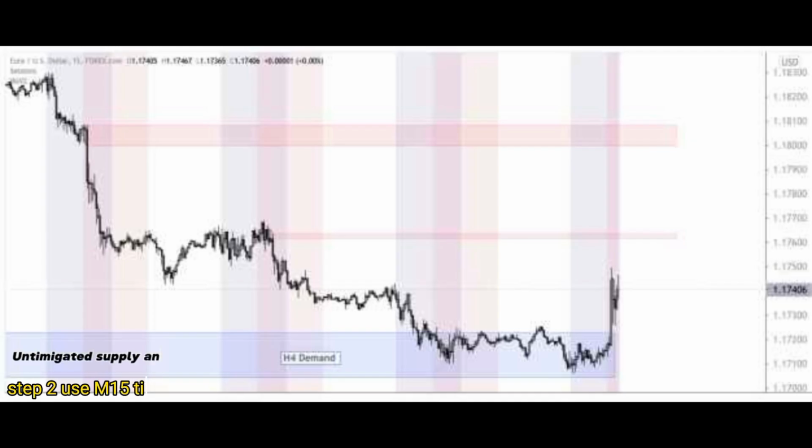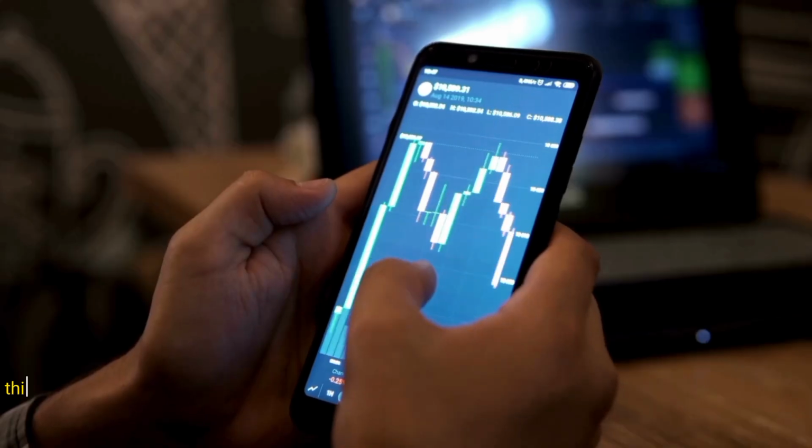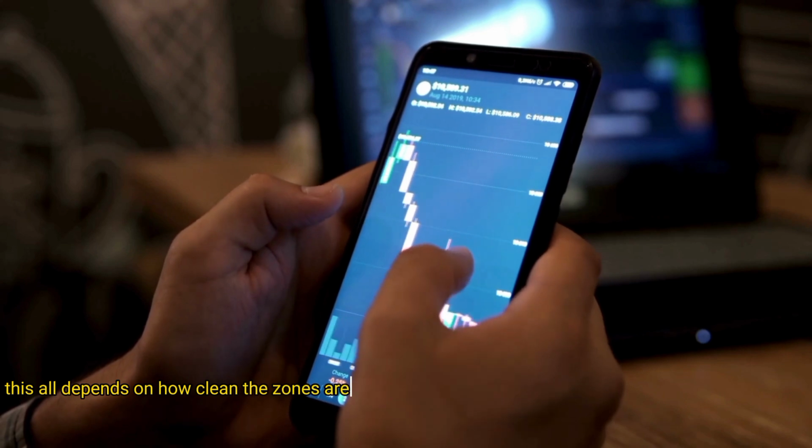Step 2. Use M15 timeframe for unmitigated supply and demand zones. Step 3. Use M5 to refine your M15 unmitigated supply/demand zones. If possible, refine even till M1 or M2. This all depends on how clean the zones are.